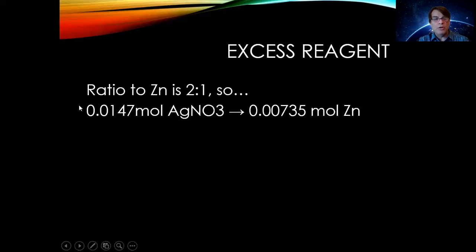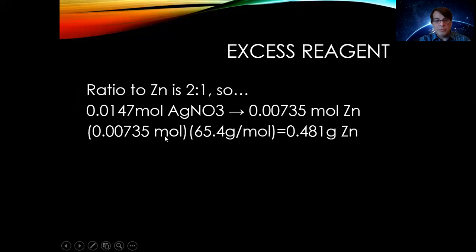If I have 0.0147 moles of silver nitrate as the limiting amount, then I'm only going to use up half that much of zinc, 0.00735 moles of zinc. So let's multiply moles by grams per mole. The moles will cancel out.